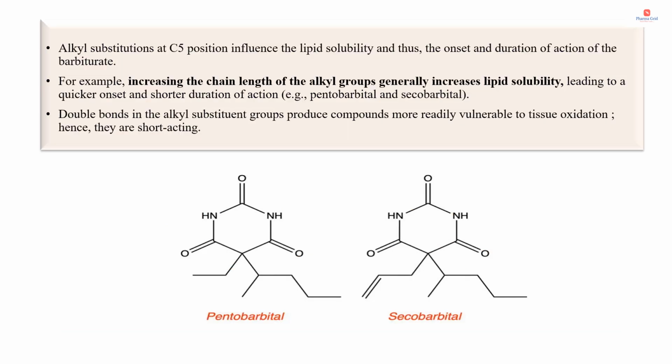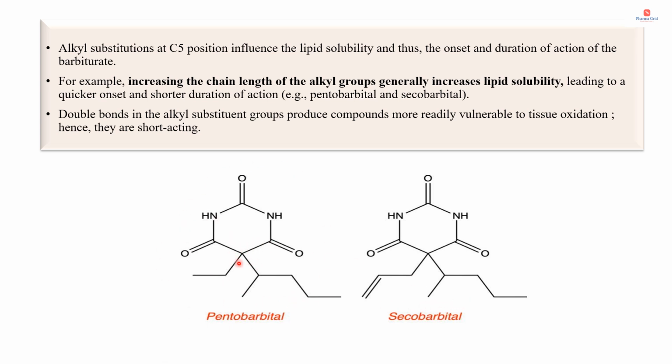Concerning this fifth position, alkyl substitutions at the C5 position influence the lipid solubility and thus the onset and duration of action of the barbiturate. For example, increasing the chain length of the alkyl groups generally increases the lipid solubility, leading to a quicker onset and shorter duration of action. For example, pentobarbital and secobarbital. See the structures of both pentobarbital as well as secobarbital.